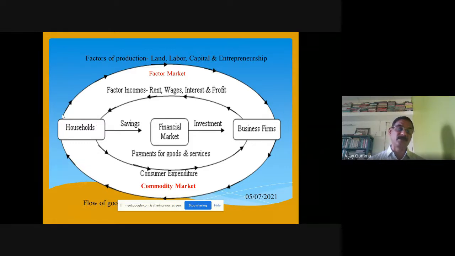The household sector supplies the services of factors of production to the business firm sector, shown clockwise from left to right, and receives income in the form of rent, wages, interest, and profit, shown by arrows that are anti-clockwise.